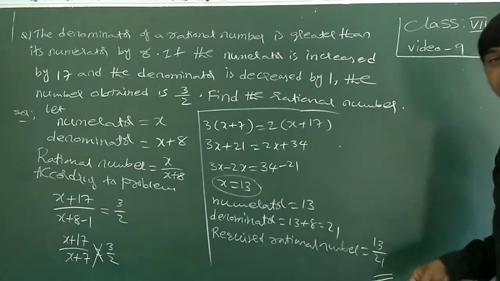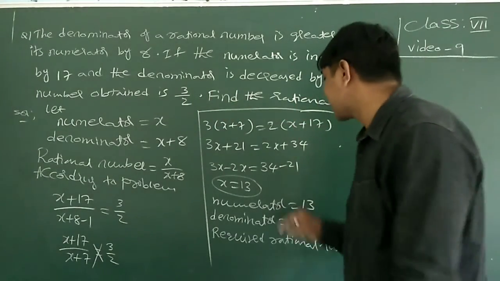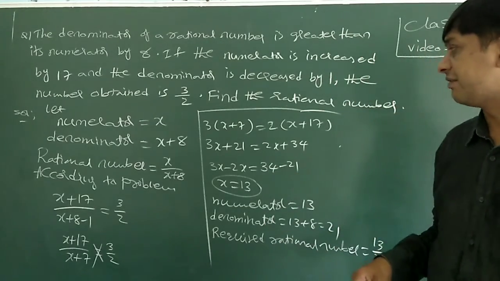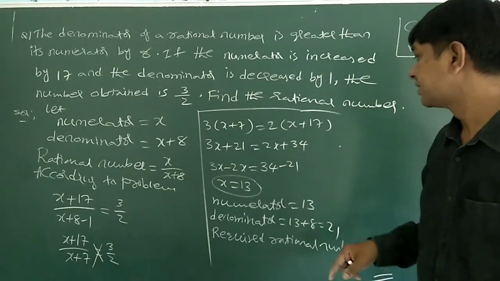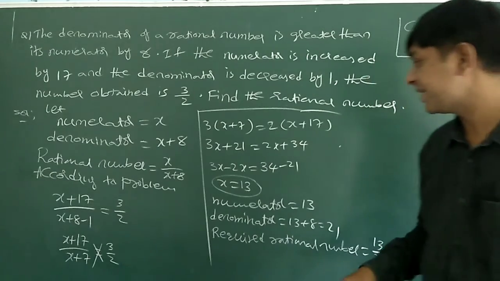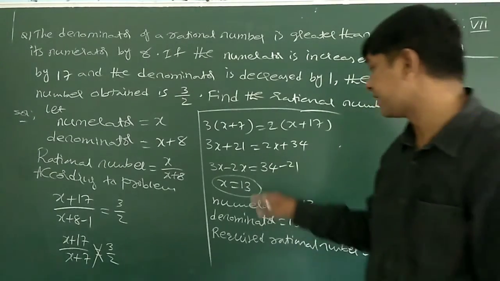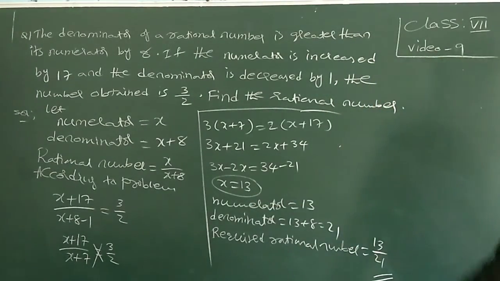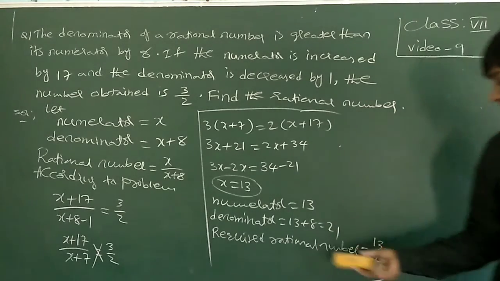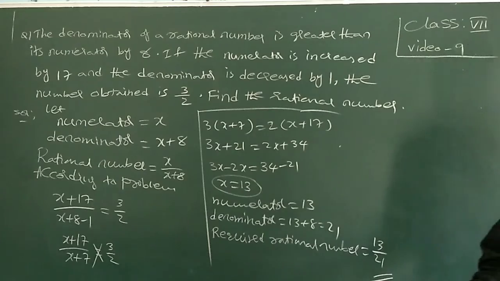Cross multiply. 3 into x plus 7 is equal to 2 into x plus 17. 3x plus 21 is equal to 2x plus 34. 3x minus 2x is equal to 34 minus 21. x is equal to 13. Therefore, the numerator is 13, the denominator is 21. The required number obtained is 13 by 21.